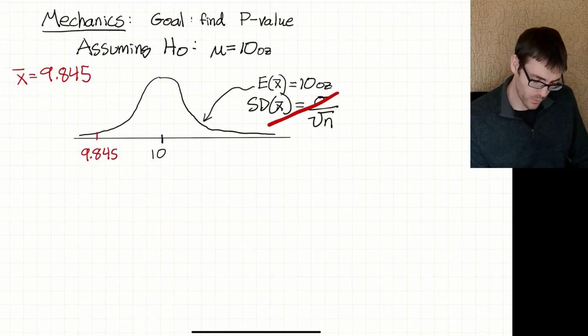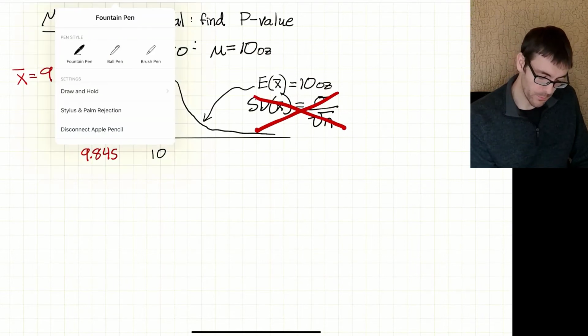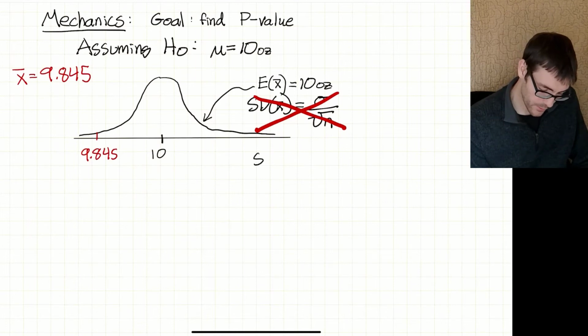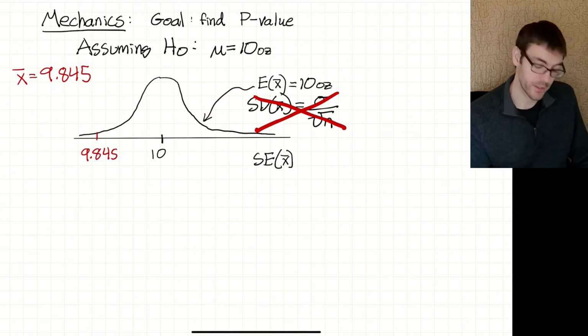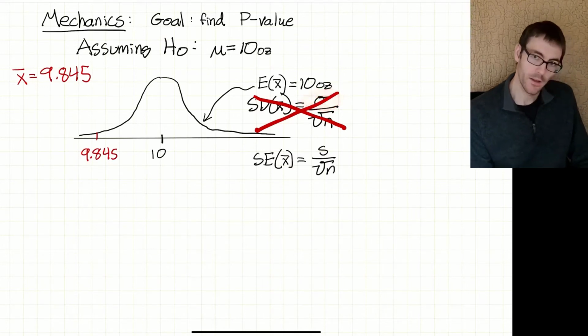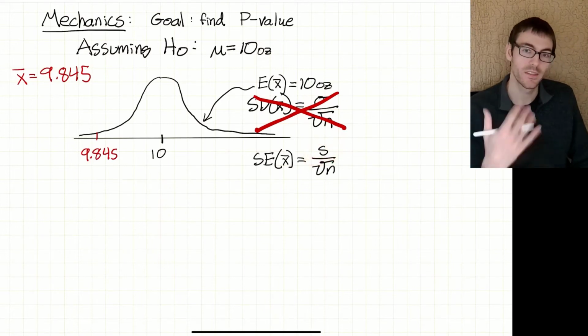So rather than working with this equation, we're going to replace it with the standard error. So the standard error, still measuring the probability distribution of the sample mean, is s over square root of n. In other words, we are estimating sigma with the sample standard deviation.